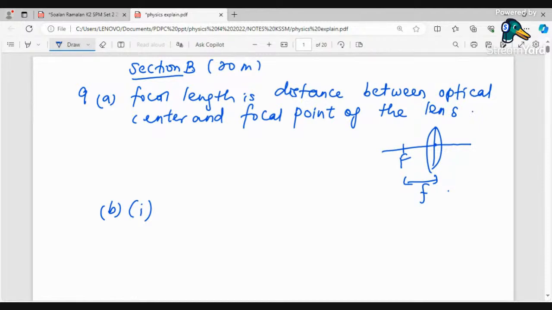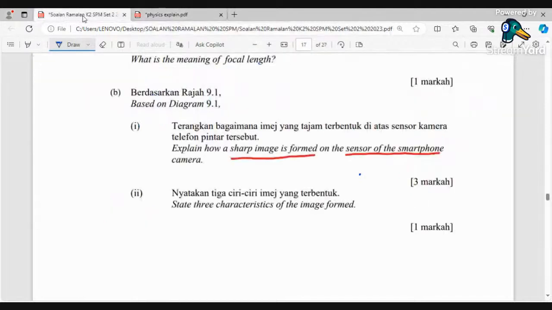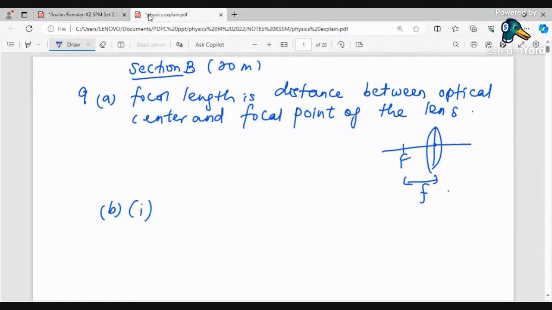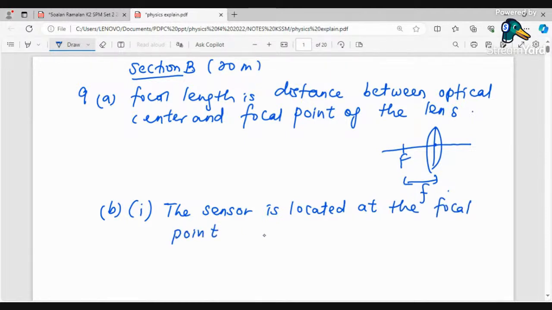How do we produce a sharp image? Okay, that is the question. On the sensor. Firstly, the condition is that the sensor is located at the focal point of the convex lens.